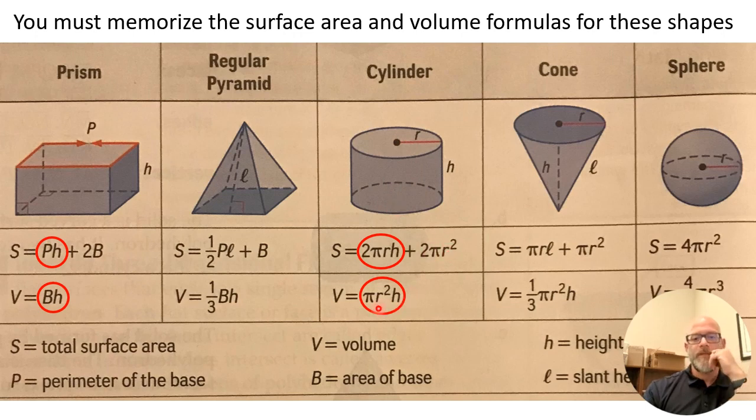How about the volume? Pi r squared h. How does that work? Well, what's pi r squared? Area of the circle times h means that all that area is going to be swept out through the entire height of the cylinder, and you're going to fill up all the volume. All right, folks, once again, you need to memorize the prism, rectangular, pyramid, cylinder, cone, sphere, the formulas you see here for surface area and volume, and what each of these terms mean, and only you can memorize them.